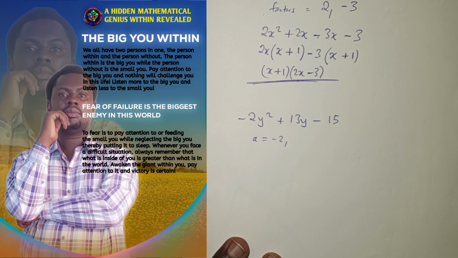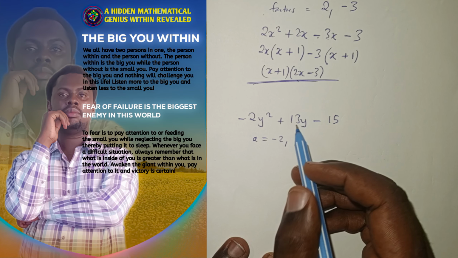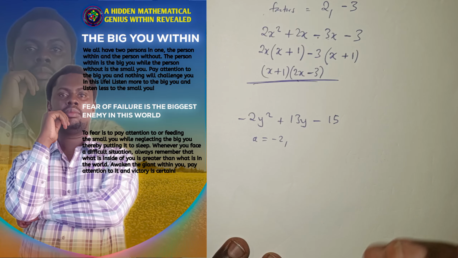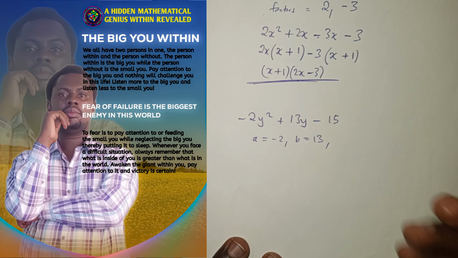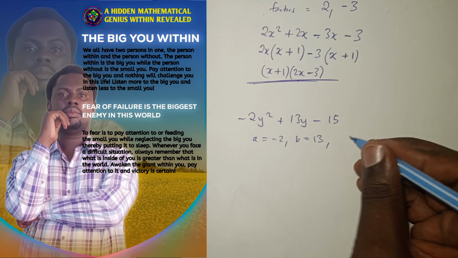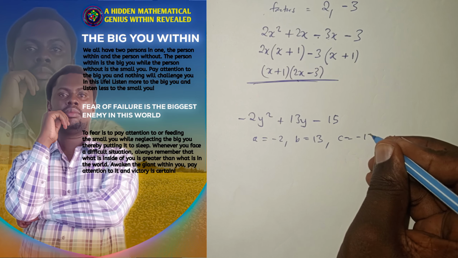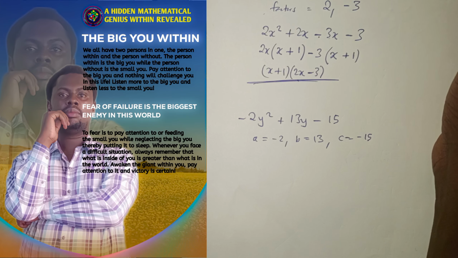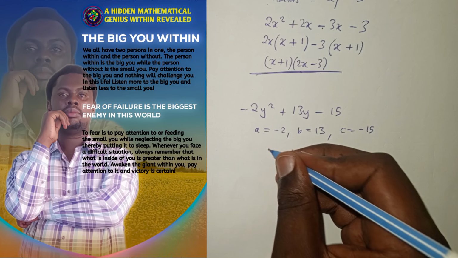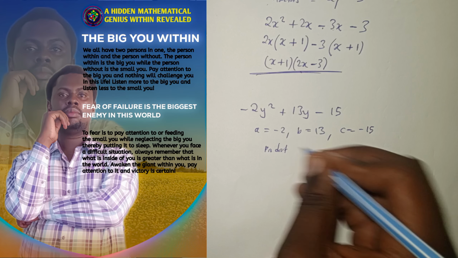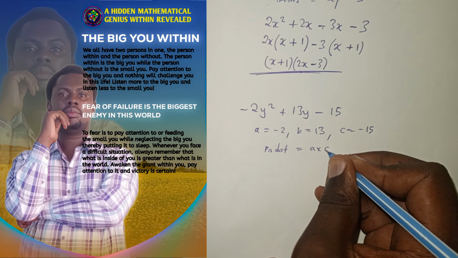B is the coefficient of y, and the coefficient of y there is what? Yes, 13. So b is equal to 13. C is the term independent of y, and the term independent of y there is negative 15. So c is negative 15. Okay, so step 1, you find the product. So product is equal to a times c.